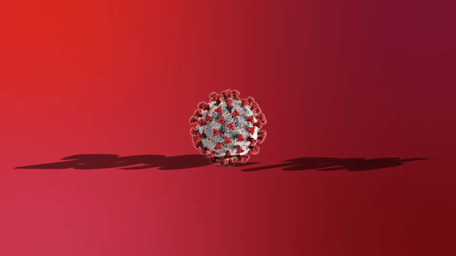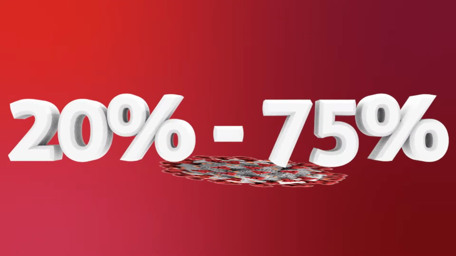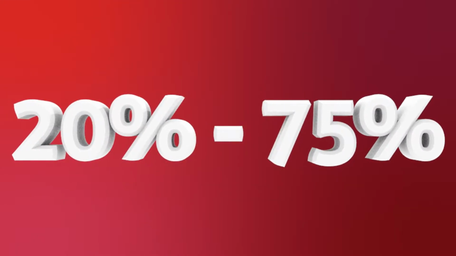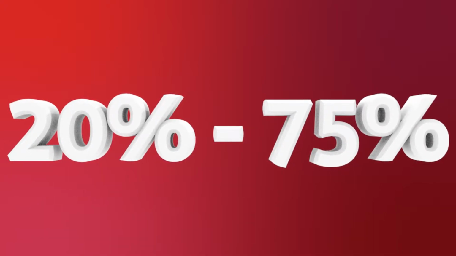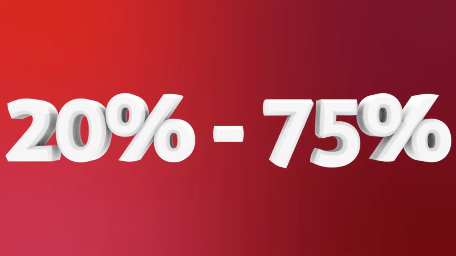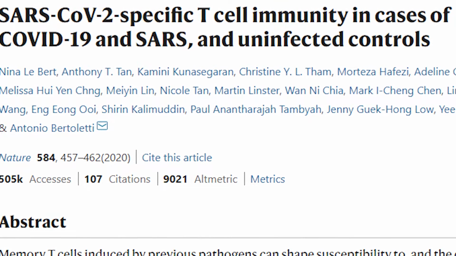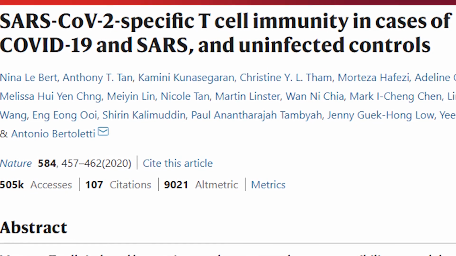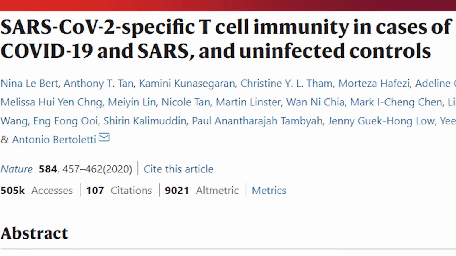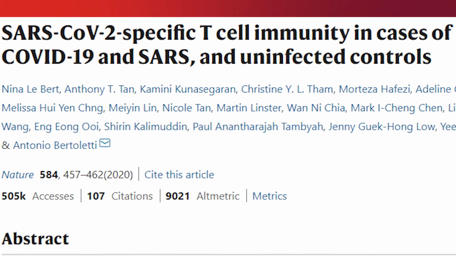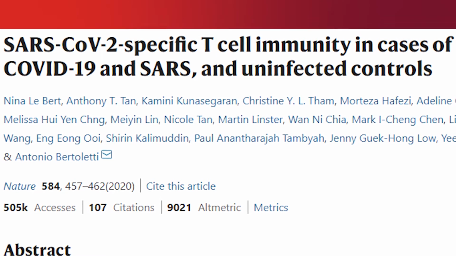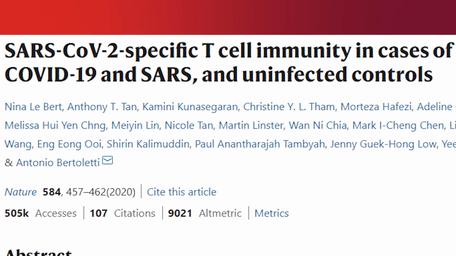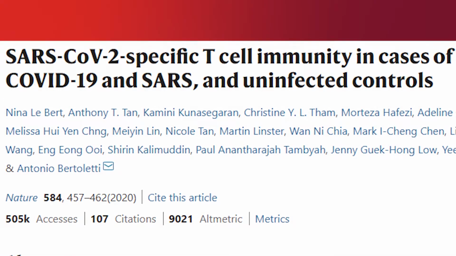According to the CDC, 20 to 75% of the general population may be asymptomatic to COVID, which may correlate with an appreciable T cell reactivity to COVID prior to infection. In one study, patients who recovered from SARS 2003 continue to show T cell reactivity to the nucleocapsid protein on SARS-CoV-2, suggesting that T cell immunity in coronaviruses, or immunological memory in general, may last at least 17 years.